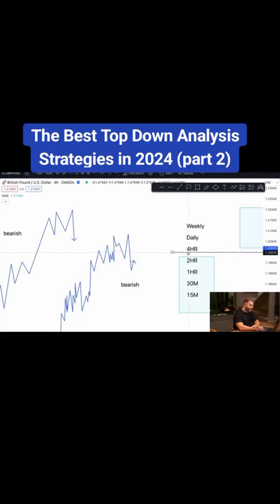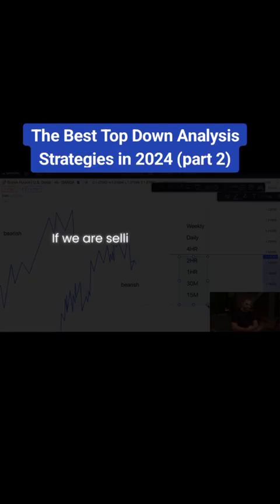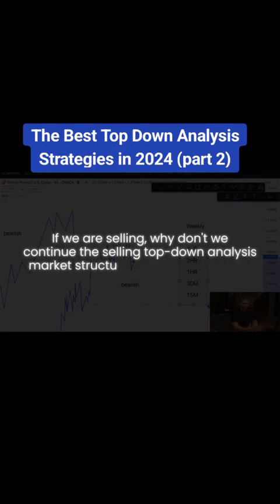So what exactly are we looking for on these time frames in order to take the trade? Now, this is literally where you're about to have an aha moment. You're literally about to tell yourself, wow, I cannot believe that I have not been seeing this, it's literally been right in front of your face the whole entire time. And that is, if we are selling, why don't we continue the selling top-down analysis market structure on the entry points? What does that mean?